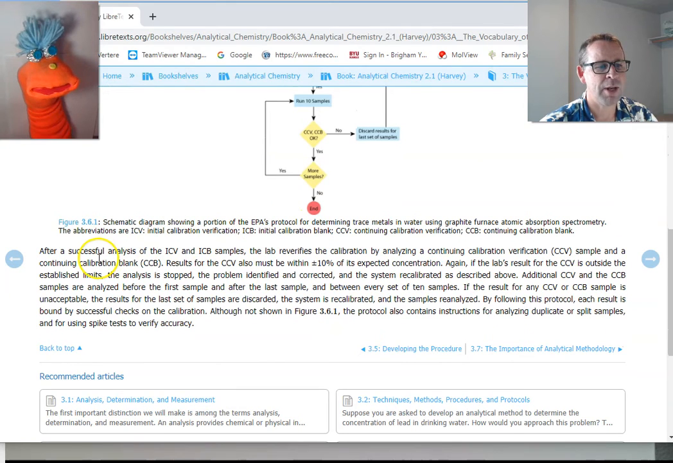All right, and after your successful analysis, then that's when you can show the concentration of a given unknown and use it to either submit it to a lab or to convince others of the accuracy of your method or the actual concentration in a sample.